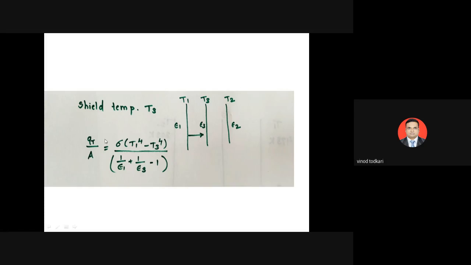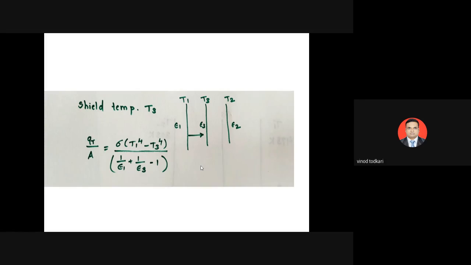Now see, QR upon A is already known to me. In the first part of the question, I have worked out this QR upon A with shield, right? So the same QR upon A will be there. T1 is known to me. Epsilon 1 is known to me. Epsilon 3 is known to me. So I can work out T3. Let's say I want to cross check my answer. We want to check whether whatever calculation we have done is right or not.